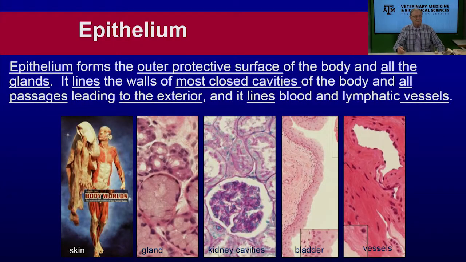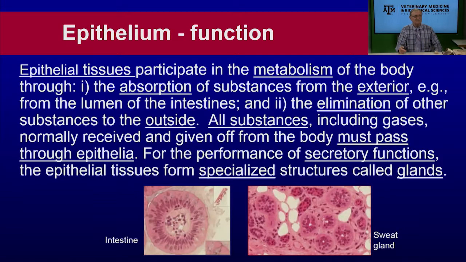And here we can see the body wear oil. You can see that's the skin itself pulled off this individual. Then we see glands, and it covers cavities, like you can see there in the kidney. In the urinary bladder, it lines the urinary bladder, and it lines blood vessels. So that's what it does. It lines most internal spaces, and it also lines the outside.